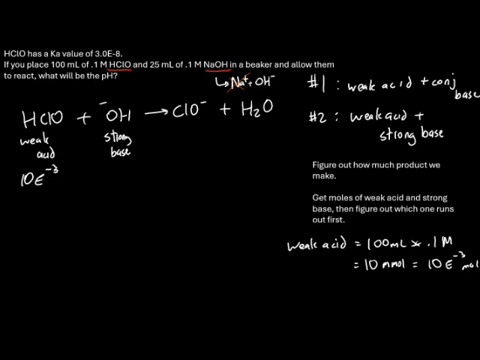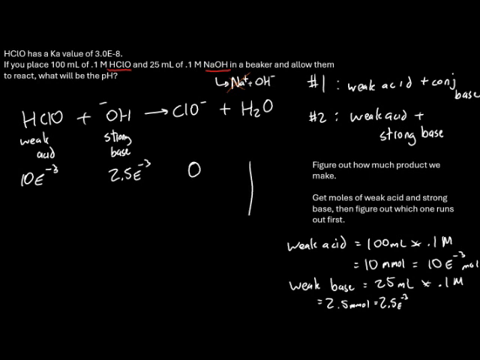Now we'll do the calculation for the strong base as well. Our strong base has 25 milliliters and 0.1 molarity. This will give us 2.5 millimoles or 2.5 E negative third moles. We'll place that underneath the OH-. ClO- starts at 0 because I didn't give you any to start with, and water will not affect the equilibrium at all, and so we don't have to write anything for it.